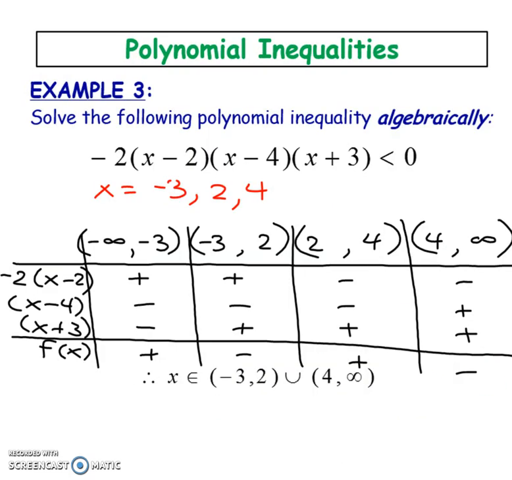Okay, so this one looks the same, but it's a little bit different just because I put a coefficient in front. You're going to do the exact same thing, solve for your x-intercepts and put them in order. Those are going to be your intervals, so negative infinity to your first number to your second number to your third number, and then your third number all the way to positive infinity.